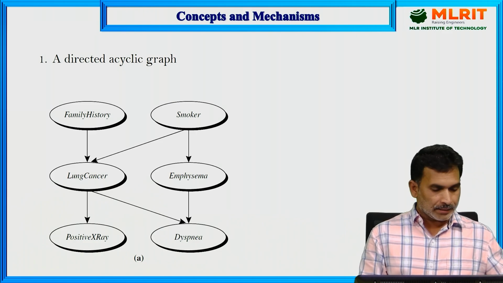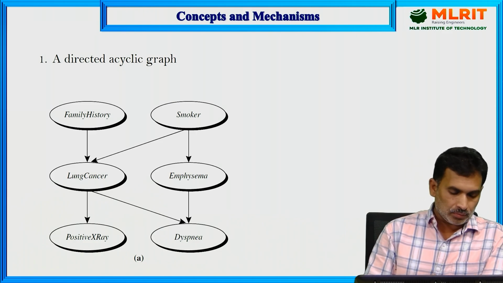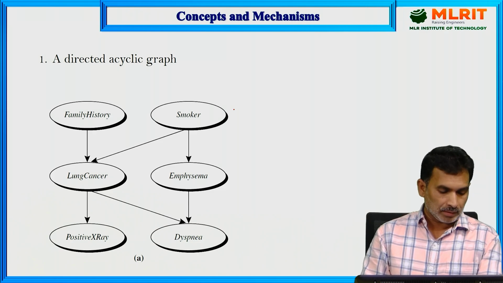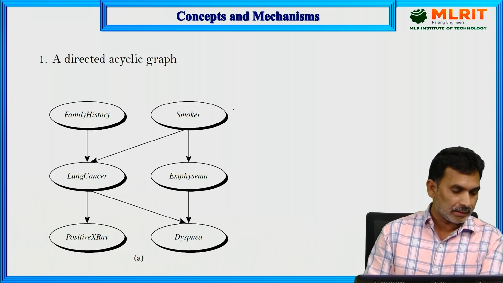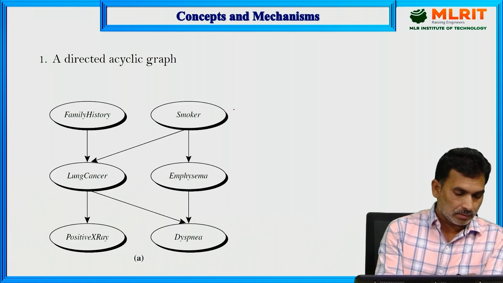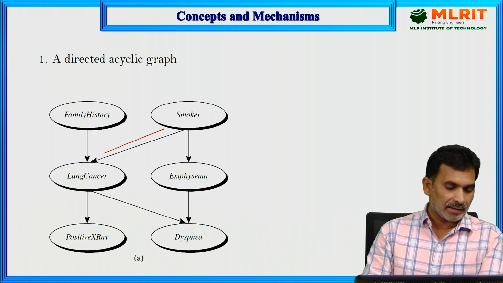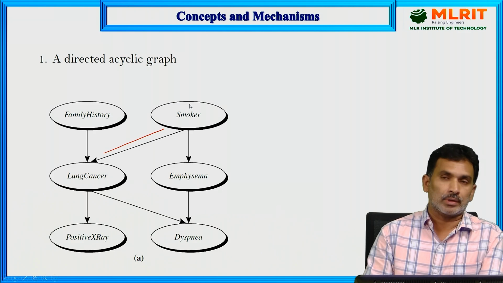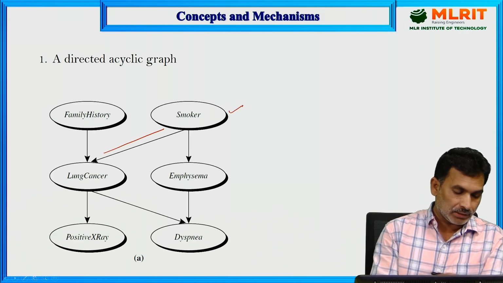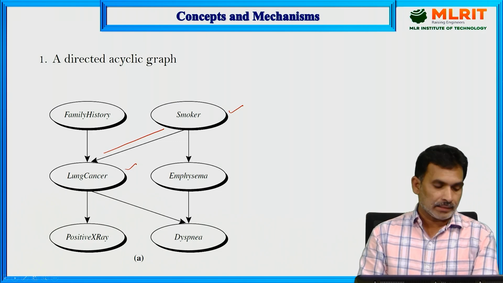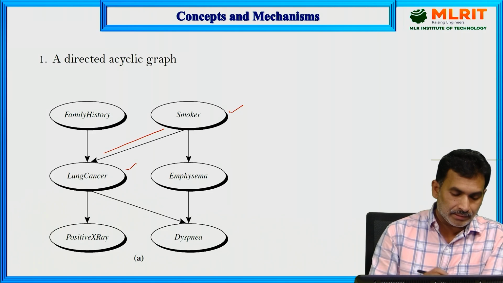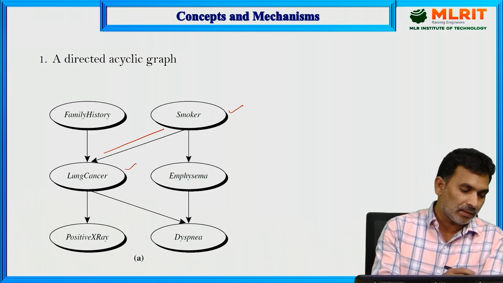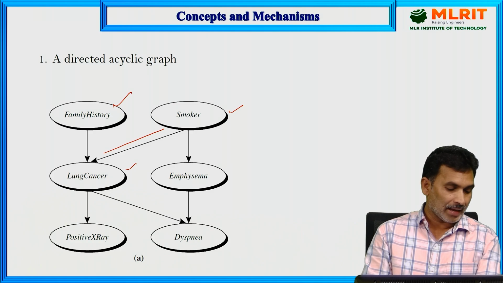So in this directed acyclic graph, as I said just now, each node represents a random variable, and there is a relationship called the parent and child relationship. Let us take the relationship between the lung cancer node and another node, smoker. Here this is a parent node and this is a child node, which is also called a descendant, and the smoker is the immediate predecessor, or the parent, of lung cancer. Similarly, family history is a parent of lung cancer.